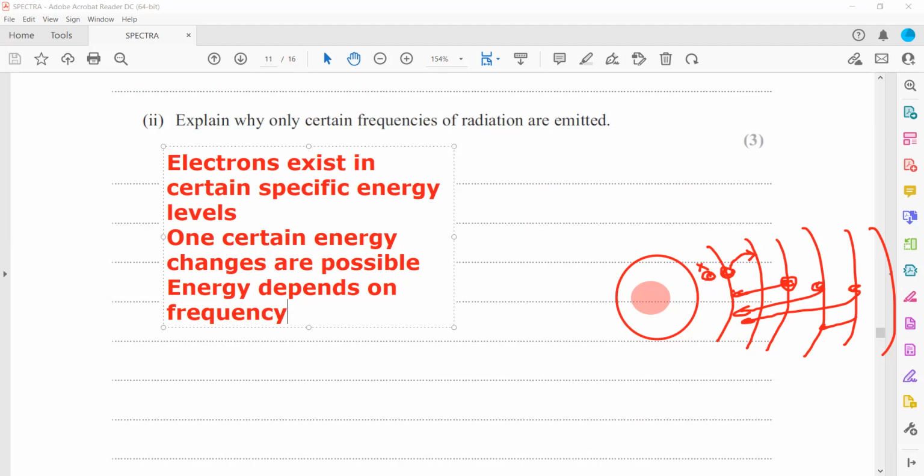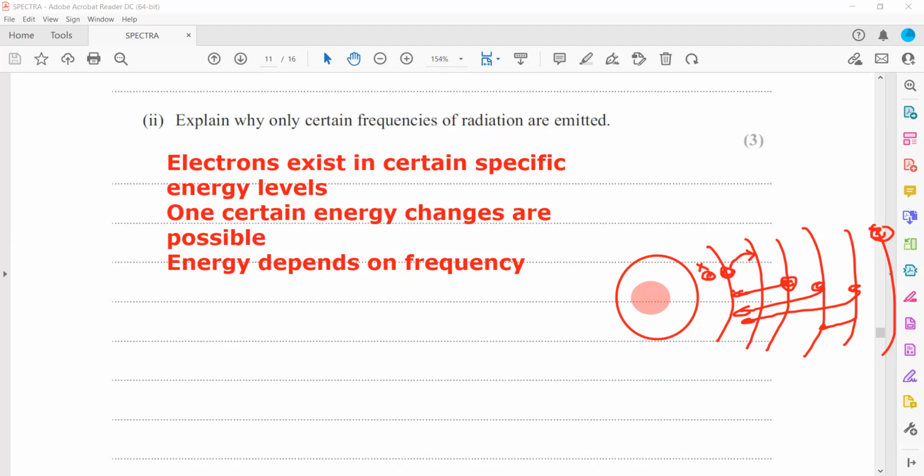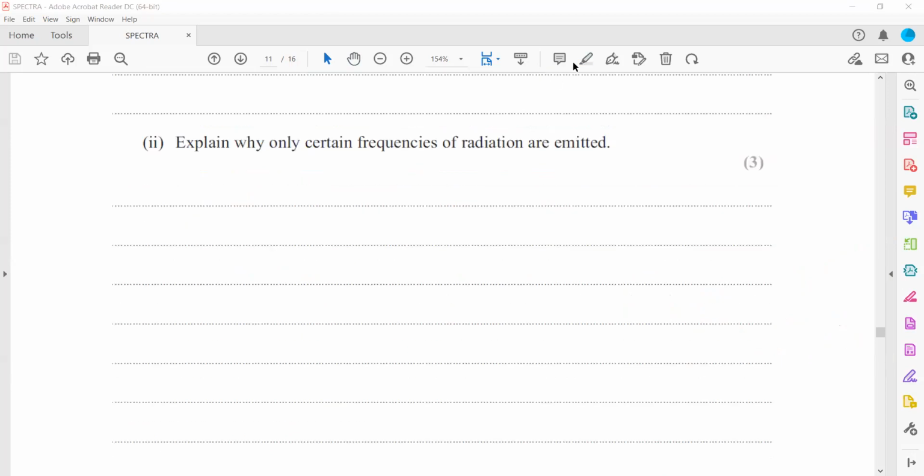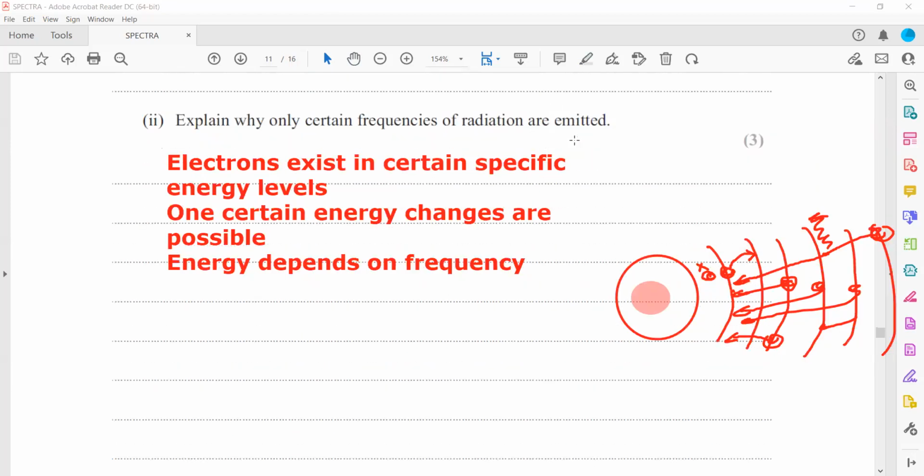For example, if an electron jumps from the last shell to the first shell, there's a greater gap, so more energy is released as compared to an electron jumping from the third shell to the first shell. Is it clear, this one? Why are specific frequencies of radiation emitted?